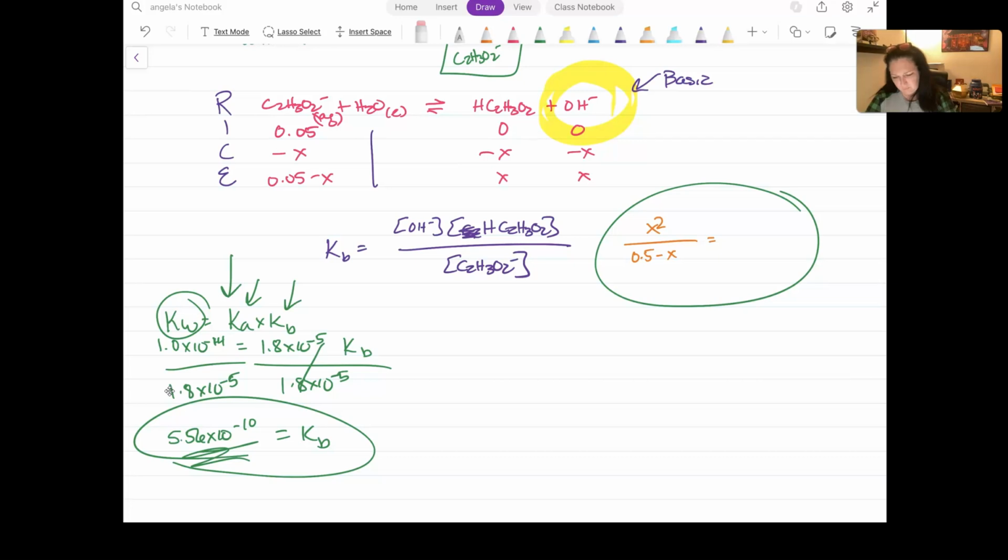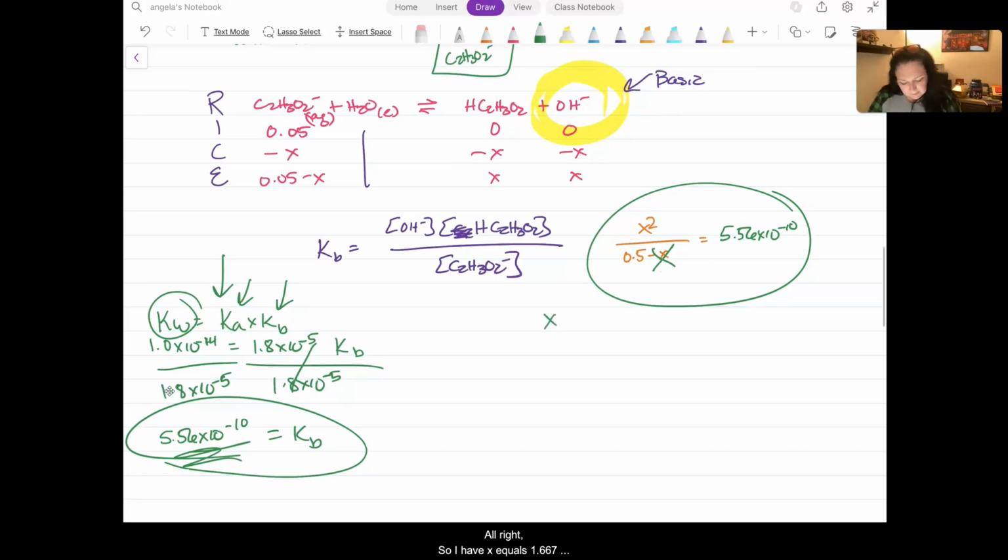Which happens to be, where did my pen go? Here it is. 5.56 times 10 to the negative 10. Okay, I can neglect this plus or minus x, get rid of it. Let's do some math. I'm going to multiply that by 0.5, and I'm going to take the square root of it. So I have x equals 1.667 times 10 to the negative 5.